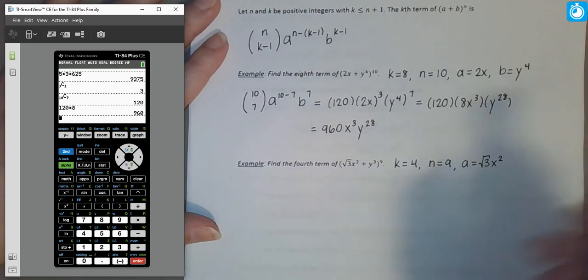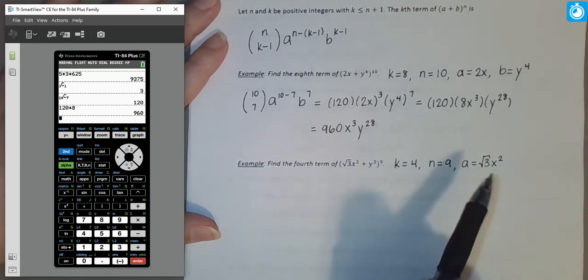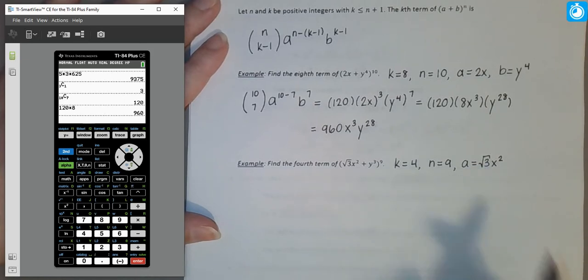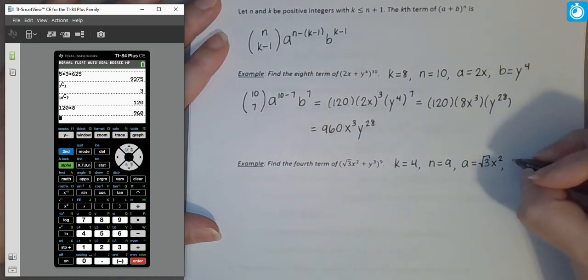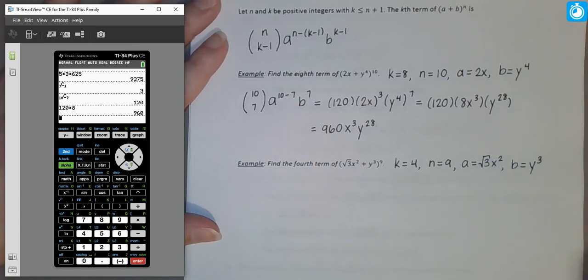Now be careful when you write this. So 3 is under the radical, x squared is not. So we have the square root of 3 as a coefficient for x squared. Okay, and then b is equal to y cubed.